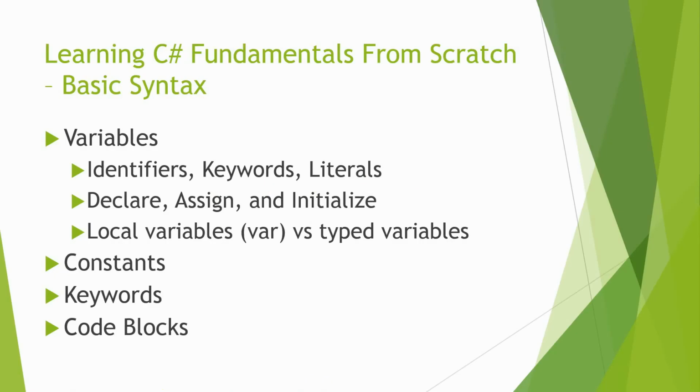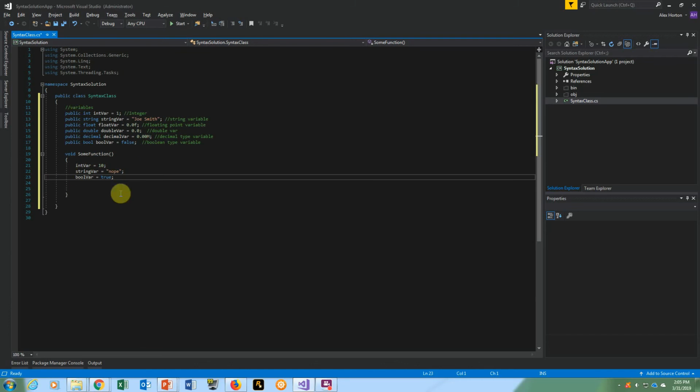Trying to stay on topic here. Local variables versus type variables. We talked a little bit about that earlier. And in this function, I can actually come down here and say string sum string equals my string.